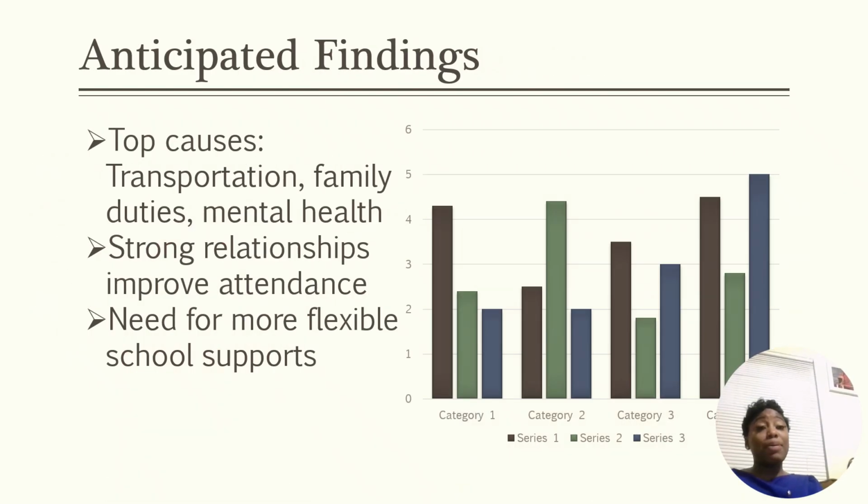Anticipated findings: top causes, transportation, family duties, mental health; strong relationships improve attendance; need for more flexible school support. Again, we talked about a lot of kids who don't have ways to get to school. Mom and daddy might not have a car. Mom and daddy might be at work. There's no bus coming into that attendance zone.